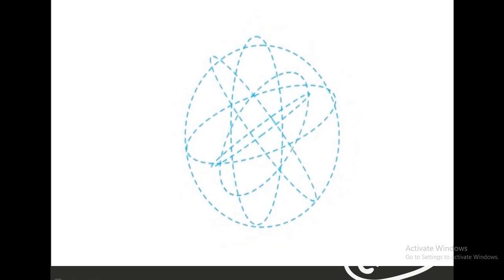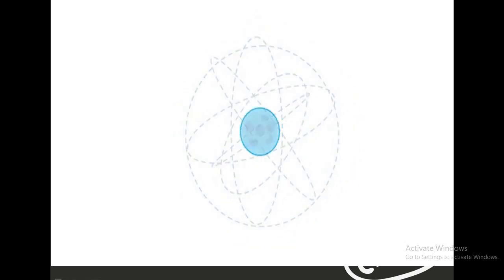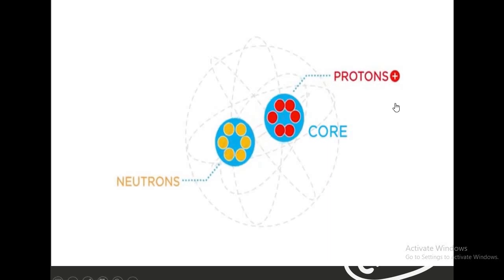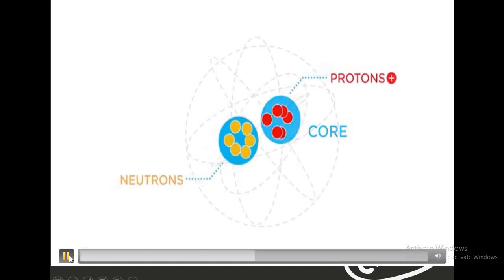An atom is the smallest recognized division of a chemical element and consists of a central core, with protons, positive charge, and neutrons, no charge. That's it.